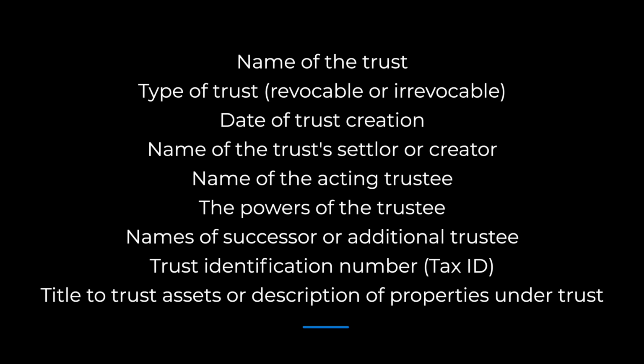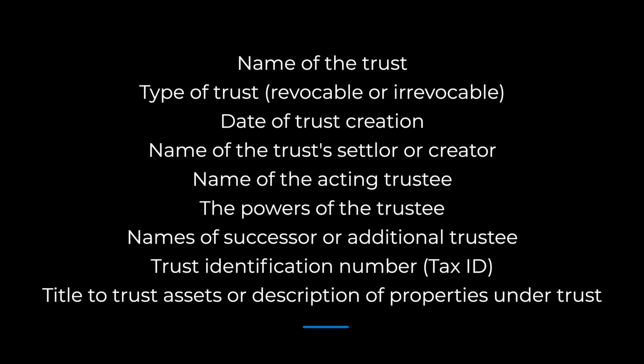So what does a certificate of trust include? Because trusts and certificates of trust are governed by state laws, it's important to know the guidelines provided by the state that the grantor lives in to ensure that the certificate of trust will be considered valid in the eyes of the law. Generally, a certificate of trust contains the following details: the name of the trust, type of trust, whether revocable or irrevocable, date of trust creation, name of the trust settlor or creator, name of the acting trustee, the powers of the trustee, names of successor or additional trustee, trust identification number, title to trust assets, or description of properties under trust.